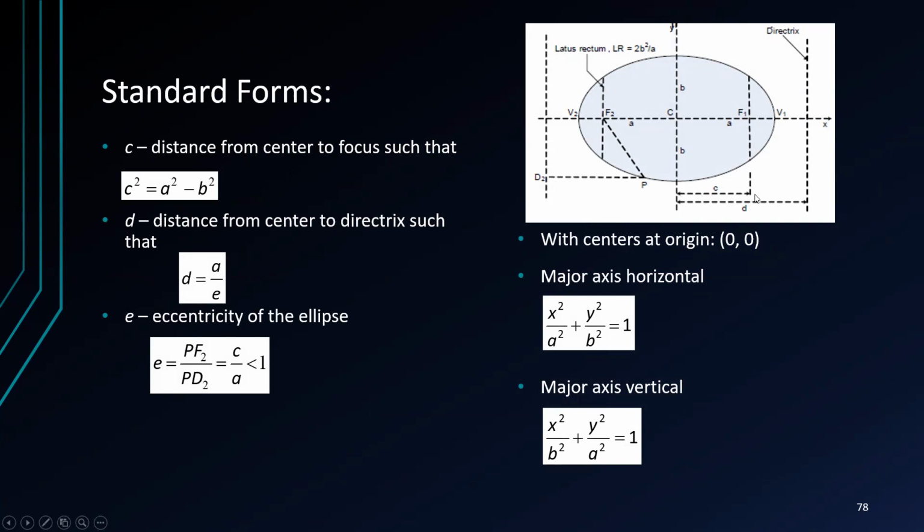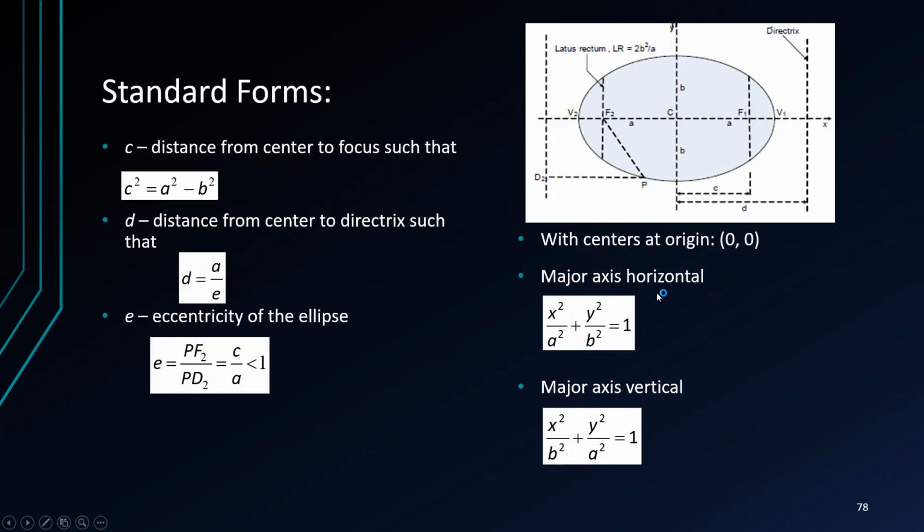The distance from center to directrix is d is equal to a over e. Eccentricity e is PF2 over PD2 is equal to c over a. Is less than 1. c divided by a is less than 1. With origin at 0, 0.